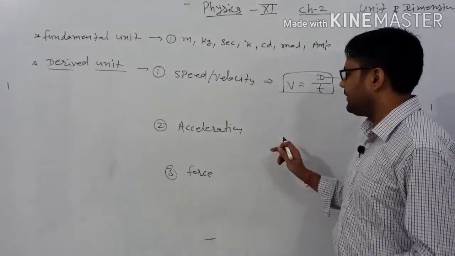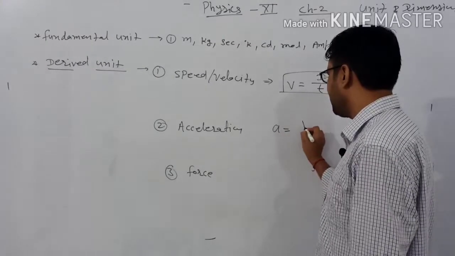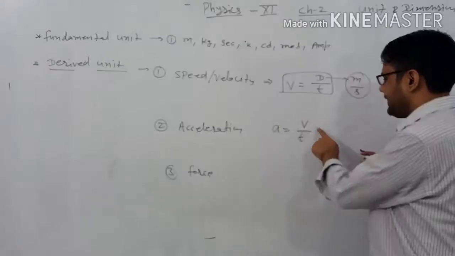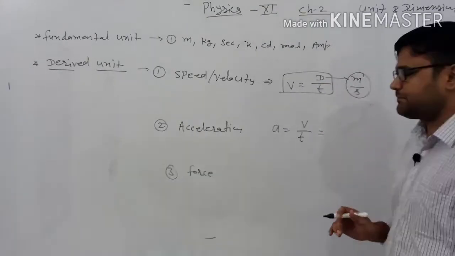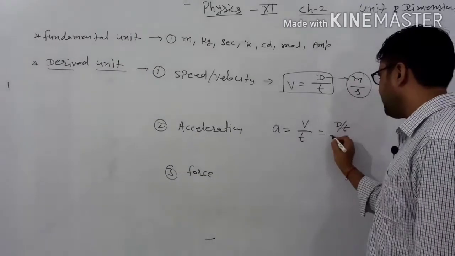Next we will talk about acceleration. Again, as per the basic formula, acceleration equals velocity upon time. It means it is again defined in terms of velocity upon time, and as we know, the velocity or the speed is defined in terms of the distance upon time.